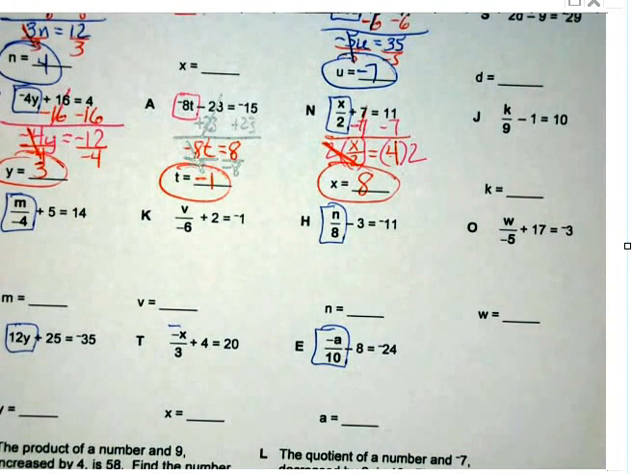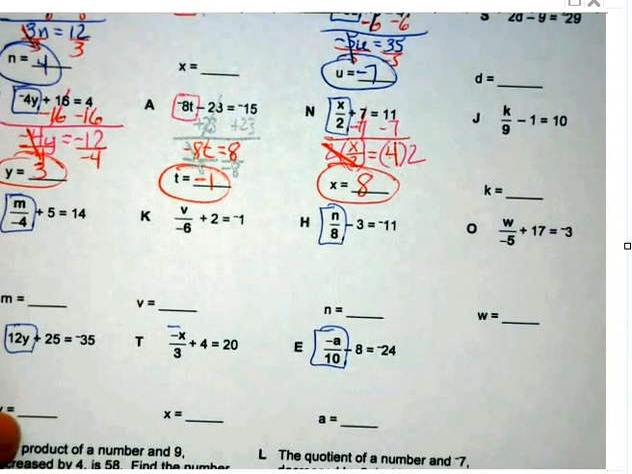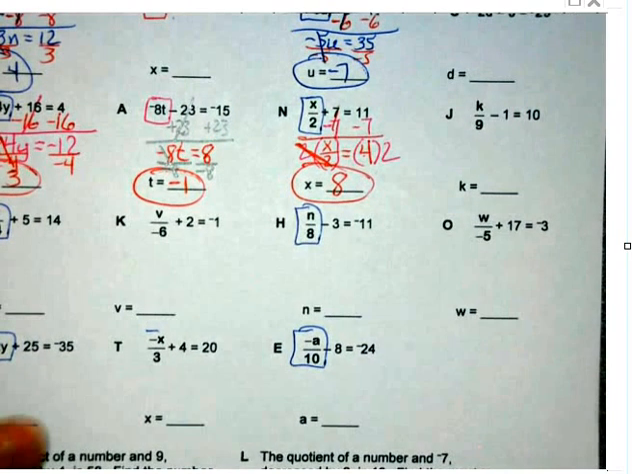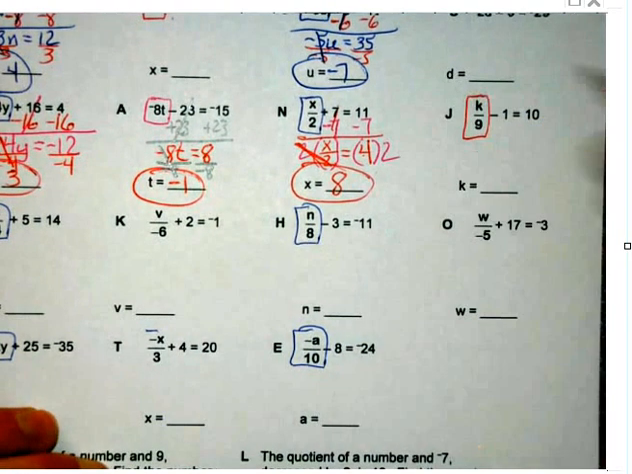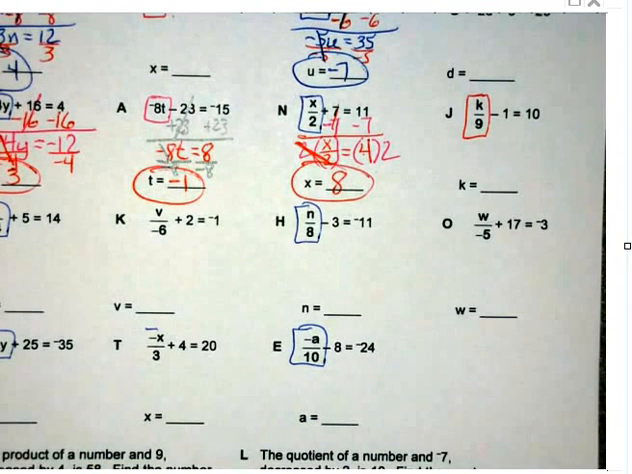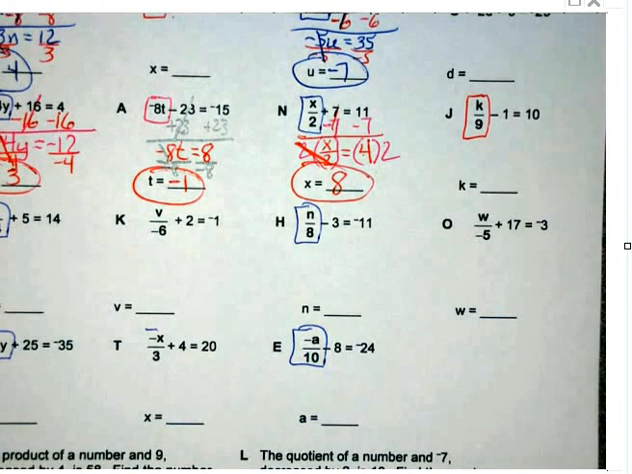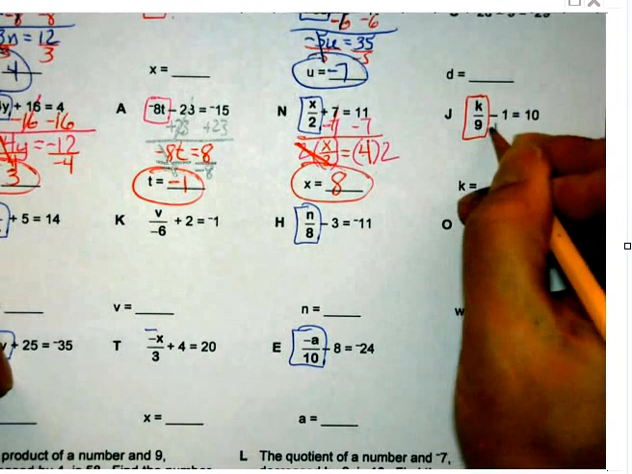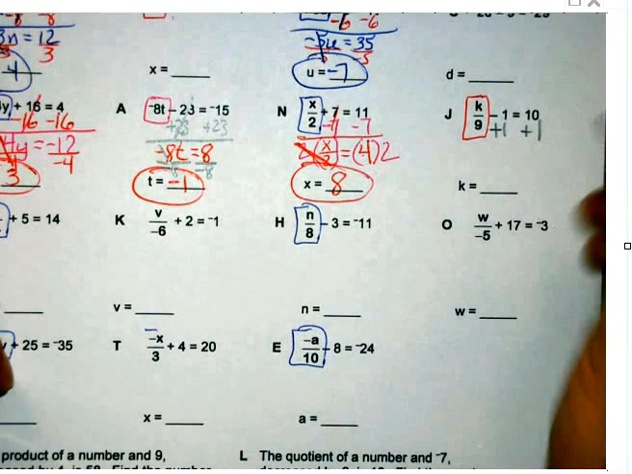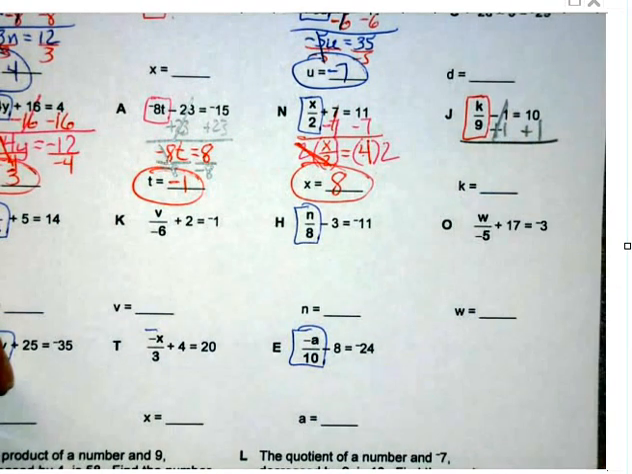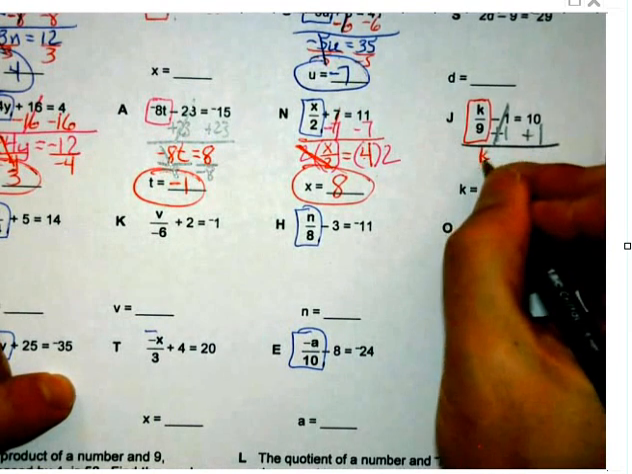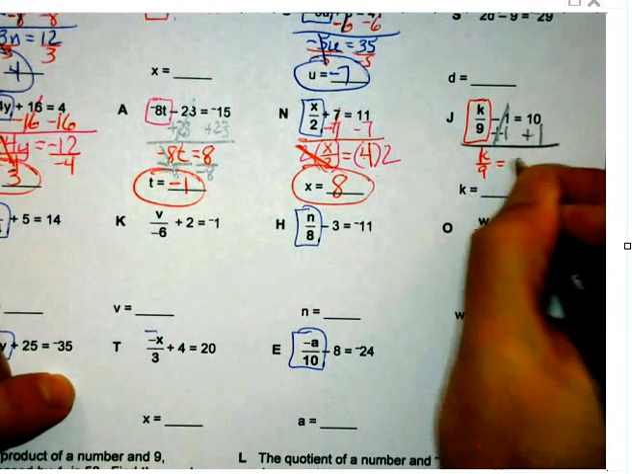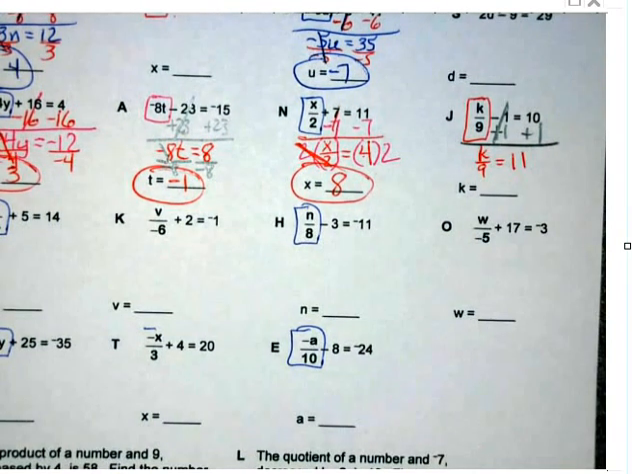Okay. So if we do j, same thing. Wherever my variable is, we're going to box that in first. How do I get rid of that minus 1? Okay, plus 1. So I've still got the k over 9, and 10 plus 1 is 11.